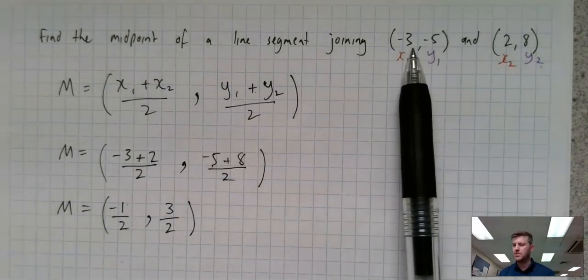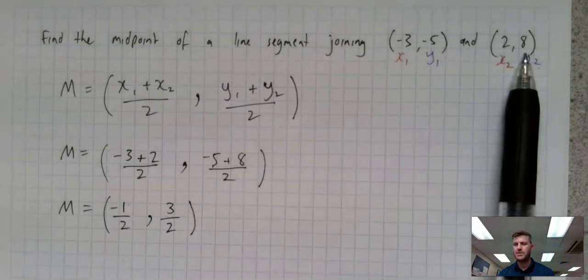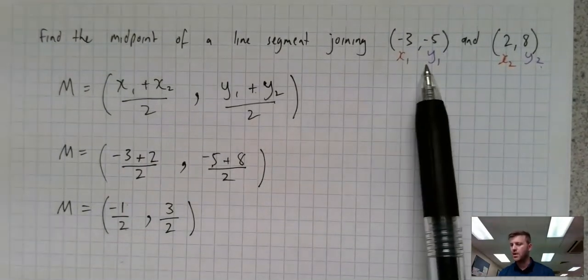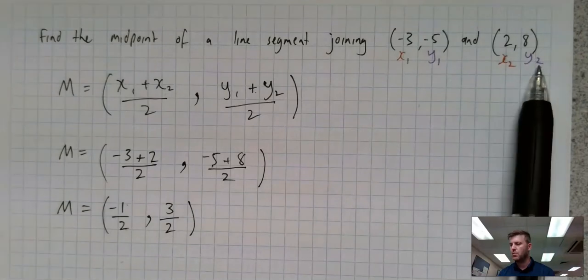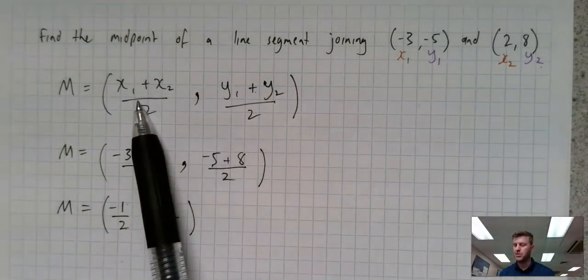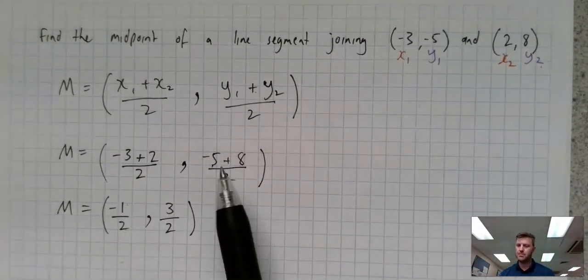The easiest way to avoid that is to write your two sets of coordinates down first for each question. Label x1, y1, x2, y2, and then just substitute them into that formula and follow the process.